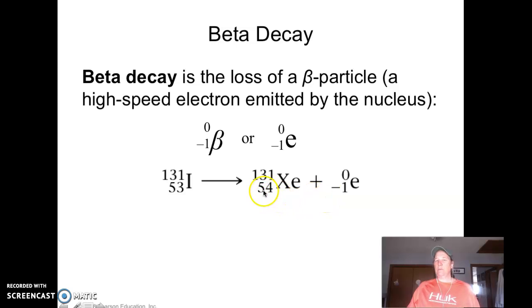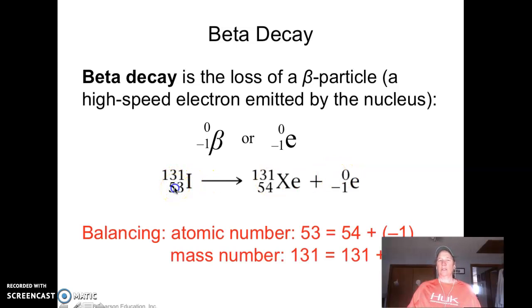It's just the atomic number. And again, if you take 54 minus 1, you get 53. There's no difference here, 131, 0, 131. So again, you're just balancing out the numbers. So with a beta, you're going to jump up one element because of the change in the electrons.